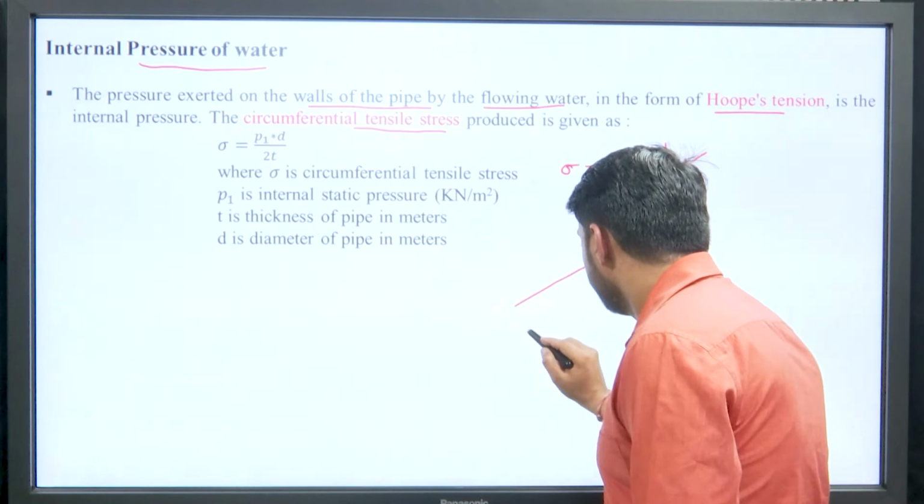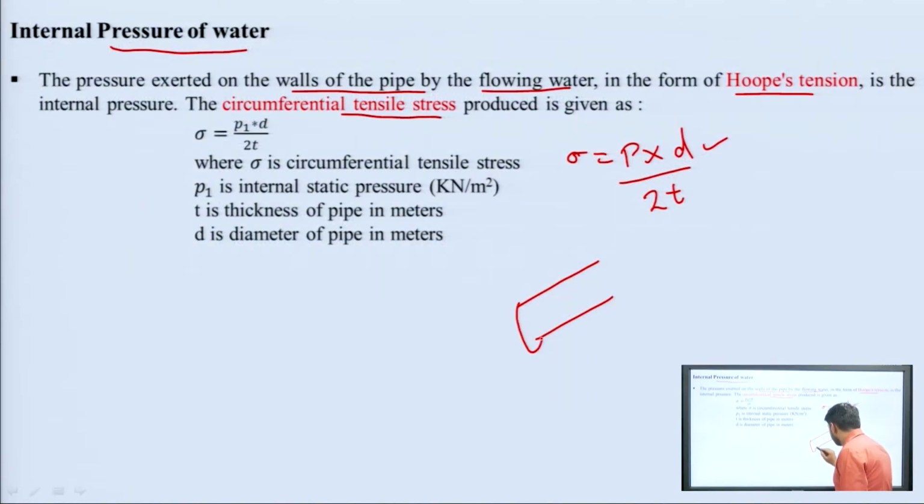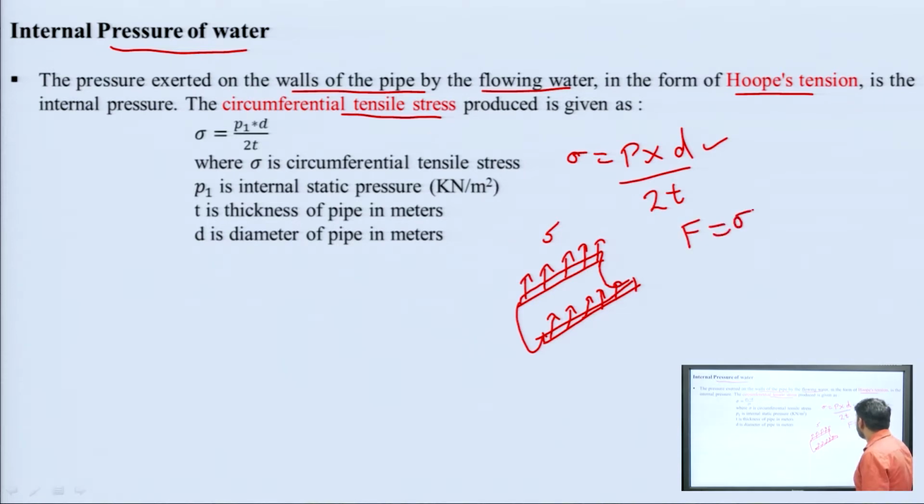Consider a pipe. The pipe has a thickness T. There will be existence of pressure and that pressure will be resisted by stress. Here a stress develops and that value is sigma. Similar stress will develop on that side. What will be the value of force? In order to get the force, we simply multiply sigma by area. What will be the area?